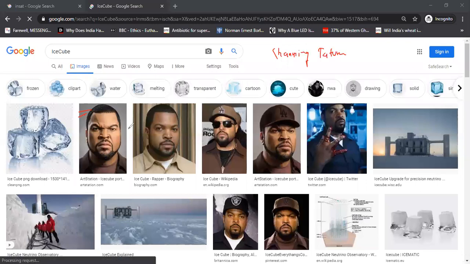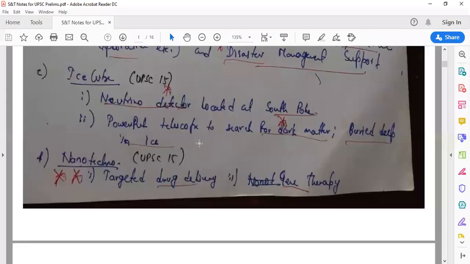But that is not the IceCube which UPSC has asked. UPSC has asked about the IceCube Neutrino Observatory. So IceCube is a neutrino observatory, do not get confused with this funny guy. Okay, now let's go back to our slides. So what is IceCube? IceCube is a neutrino detector located at the South Pole. It is a powerful telescope to search for dark matter, buried deep in ice, which will lead to unraveling of the mystery of the universe.